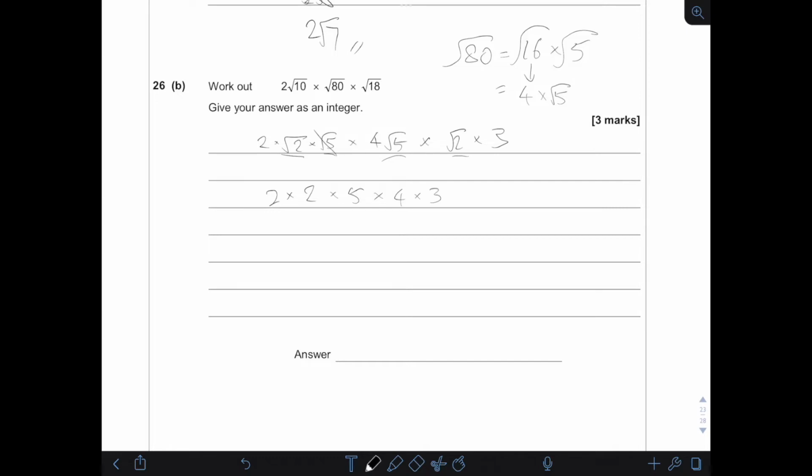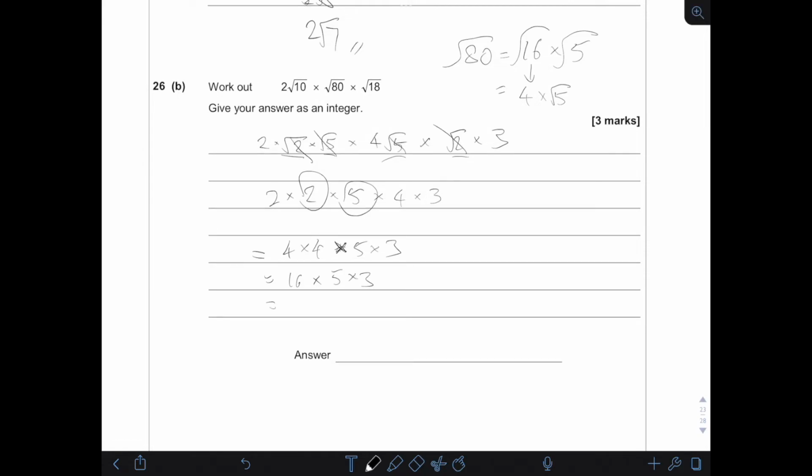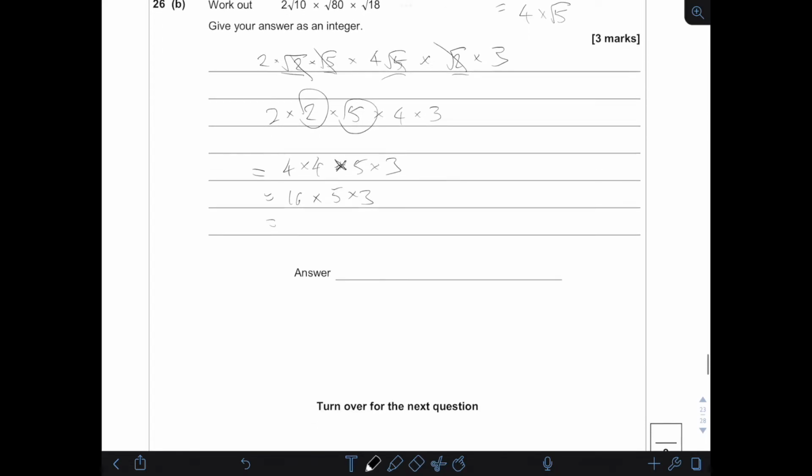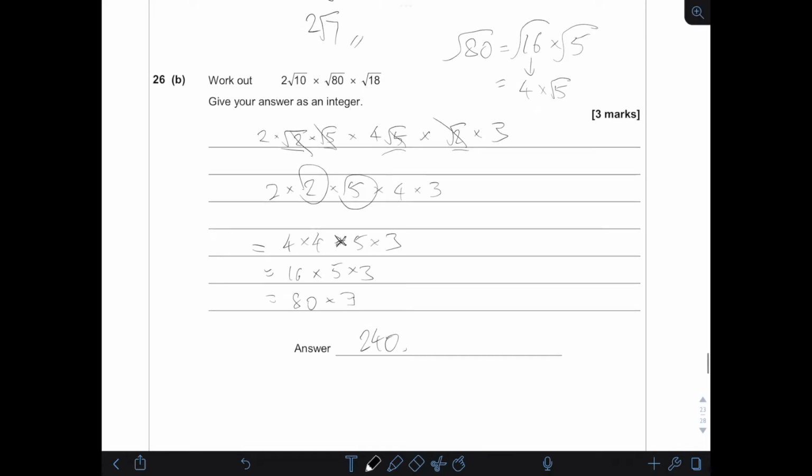So we've paired them up into that, and we've paired these two up to be that. And then we just have to fill in the rest of the whole numbers. So we have 2 times 2 is 4 times 4, and then 5 times 3, so that's 16 times 5 times 3 equals 80 times 3, and that is 240 as the integer answer.